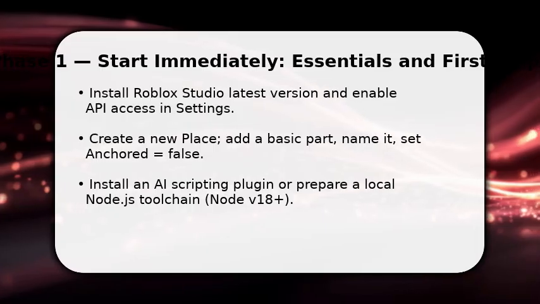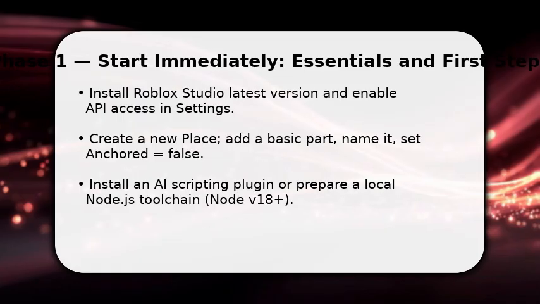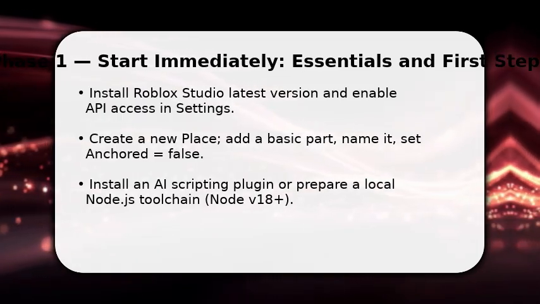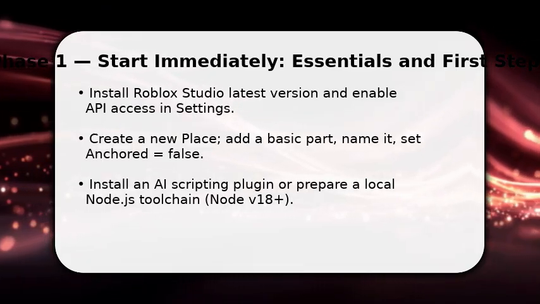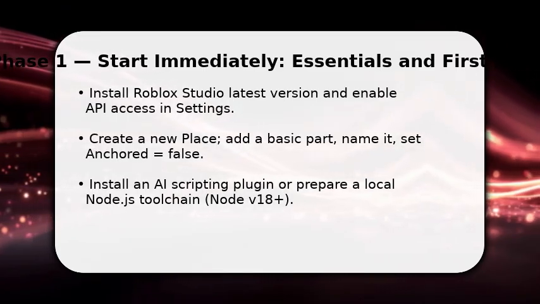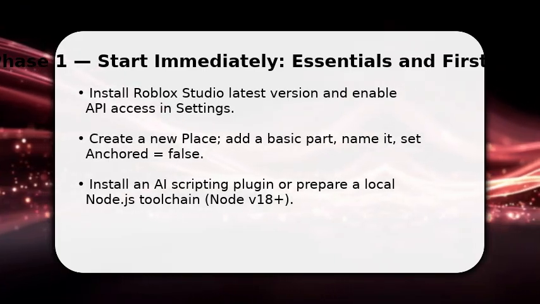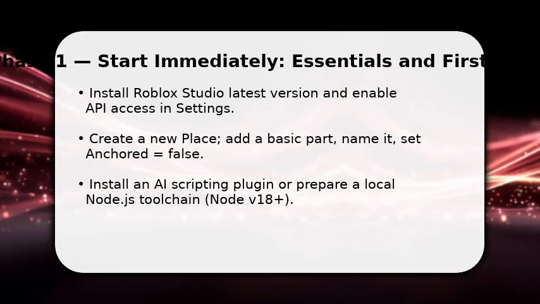You begin by preparing your environment, install Roblox Studio, and enable HTTP and API access. Next, open a new place and add a simple part to act as your test object. Once done, install an AI scripting plugin or set up Node.js v18 plus locally so you can run generative scripts. Then connect your toolchain to the place via remote API or plugin keys and create a script file.